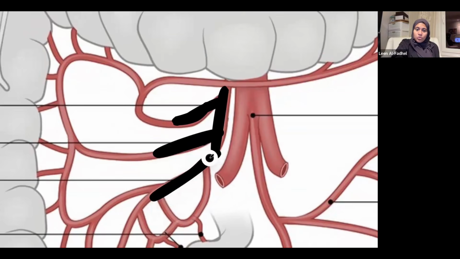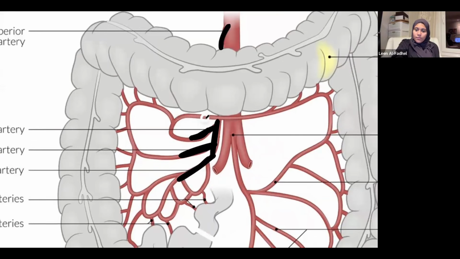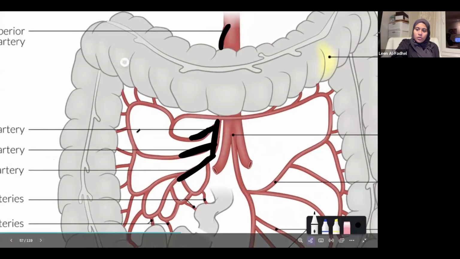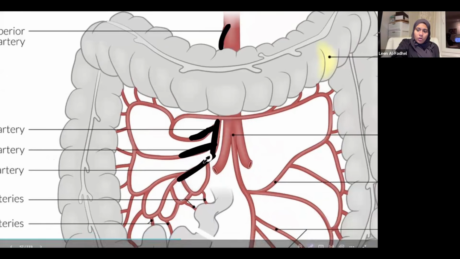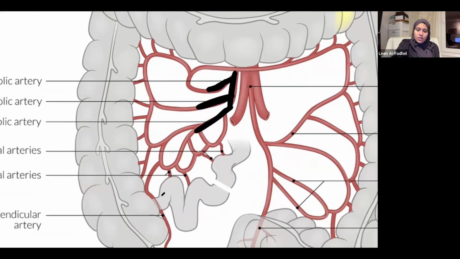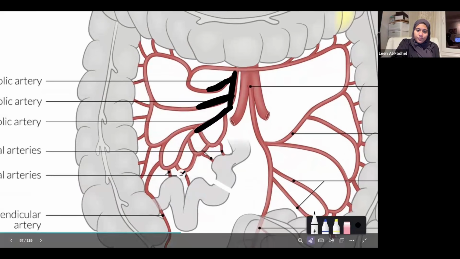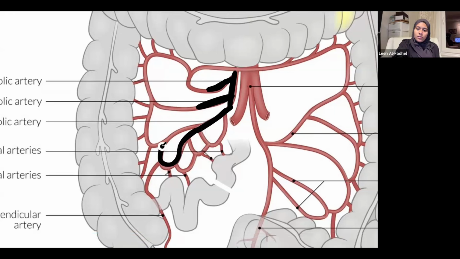These names derive from what they are supplying. The middle colic will supply the middle. The right colic will supply the right part of the colon. And the ileocolic will supply mainly the ileum and the cecum here. Okay? So it will go down here. This is the ileocolic. The ileocolic will go down, okay?